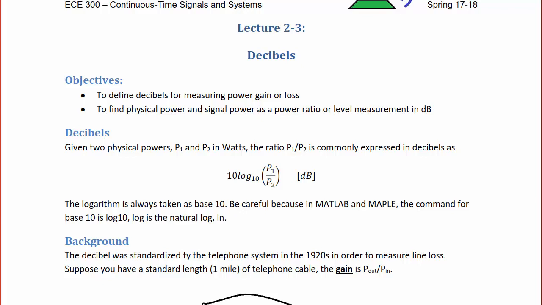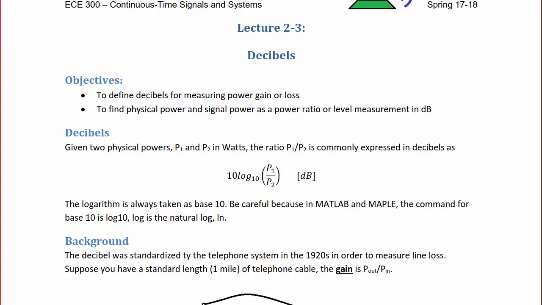Given two physical powers, P1 and P2 in watts, the ratio P1 over P2 is commonly expressed in decibels as 10 log base 10 of P1 over P2. Please do not confuse this with voltage ratios, which most students have studied in their circuits course, which is 20 log 10 of V1 over V2, and it's also expressed as decibels.